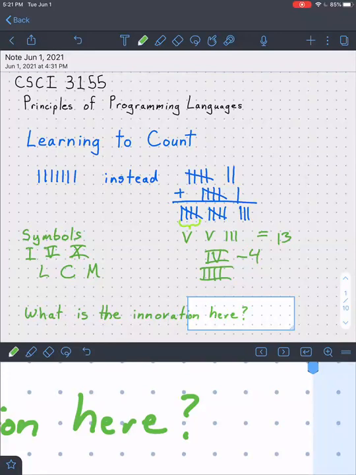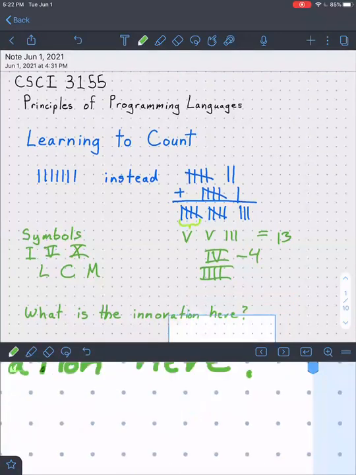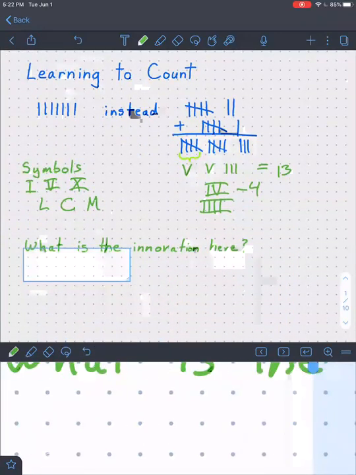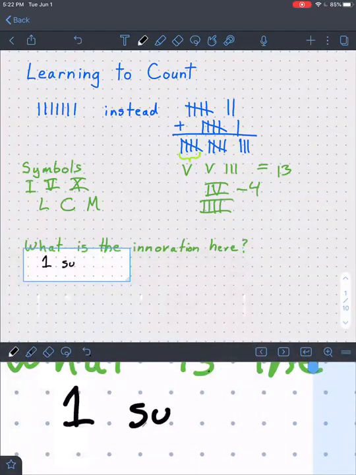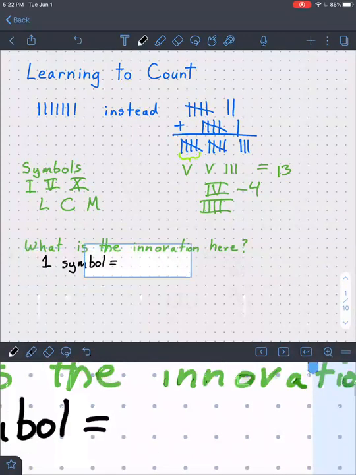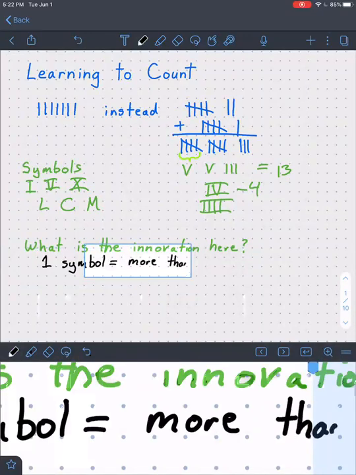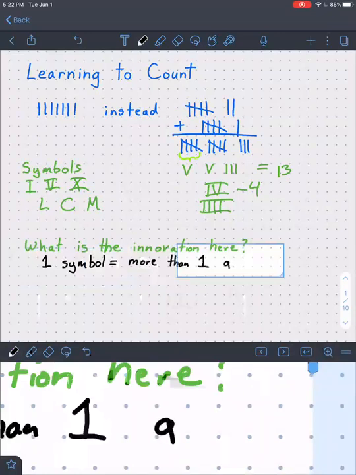Yeah. So if you had 49, it would just be IL, right, versus 49 tally marks. So it's using a single symbol to represent more than one thing, which is the big innovation. So one symbol equals more than one goat, right? Makes counting a lot faster.